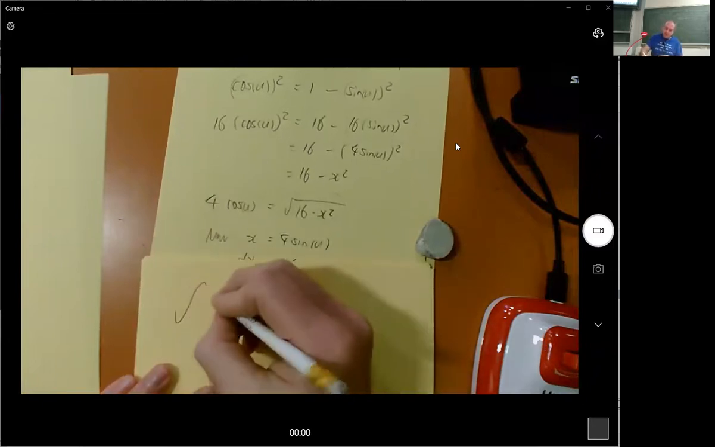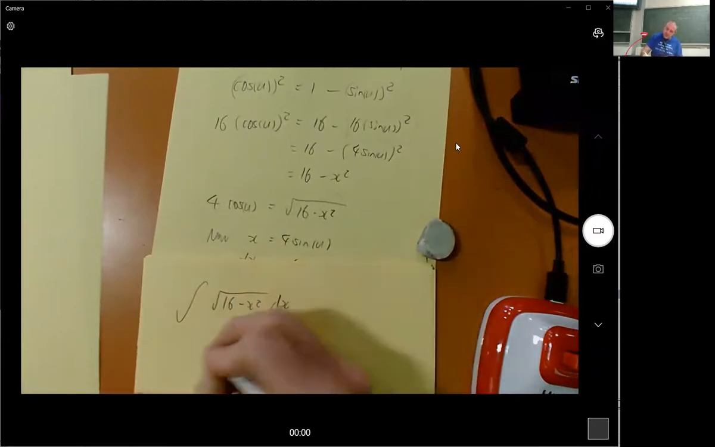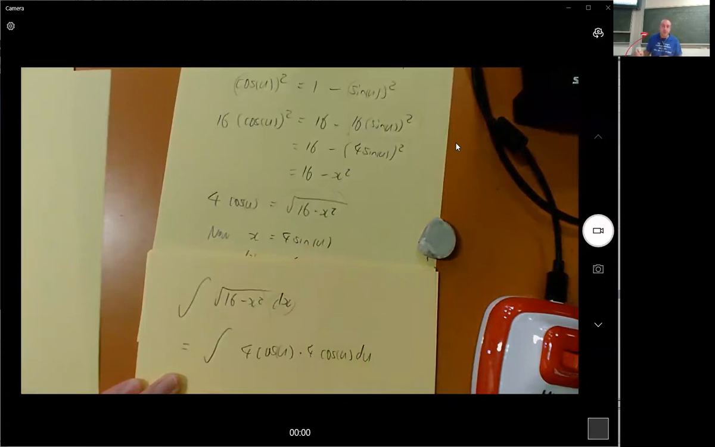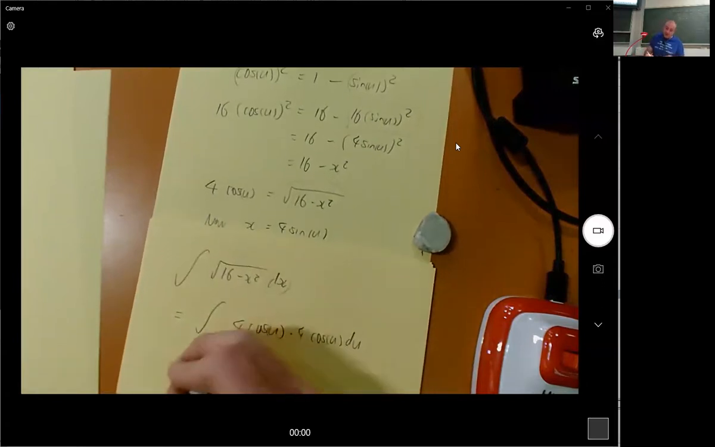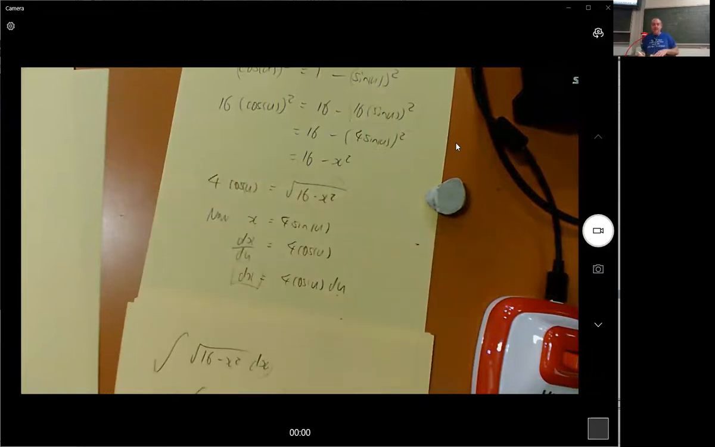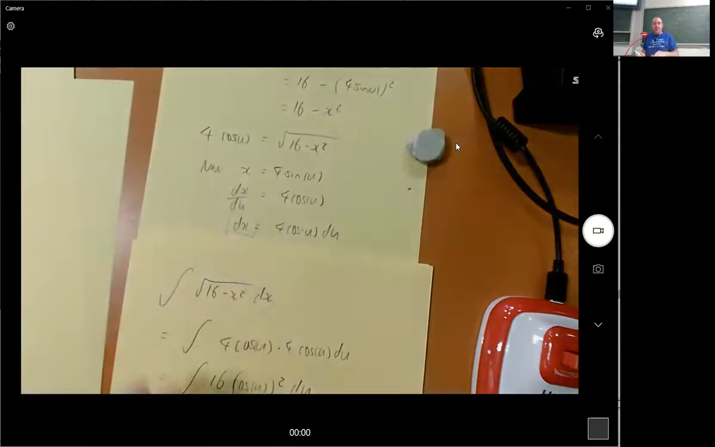Okay, and so my integral of root 16 minus x squared dx is, that bit was 4 cos u, and the dx was 4 cos u du. Sweet. And so now I have the integral of 16 cos u squared du, which is awesome because I totally know how to do that integral. Do you? But do you? Ah, yeah, you, yeah.